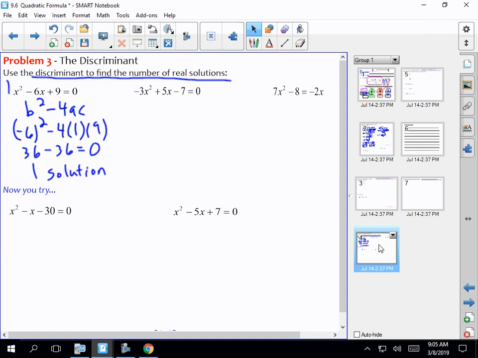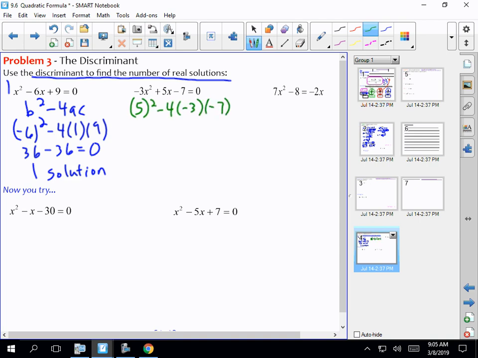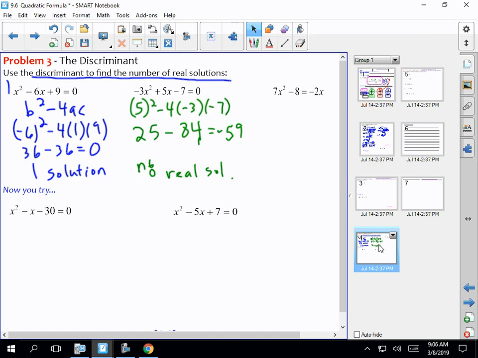This next one would be 5 squared minus 4 times negative 3 times negative 7. That's 25 minus 12 times 7, which is 84, and that is a negative number. It's negative 59. So the fact that that's negative means there are no real solutions. Okay, so no real solutions.